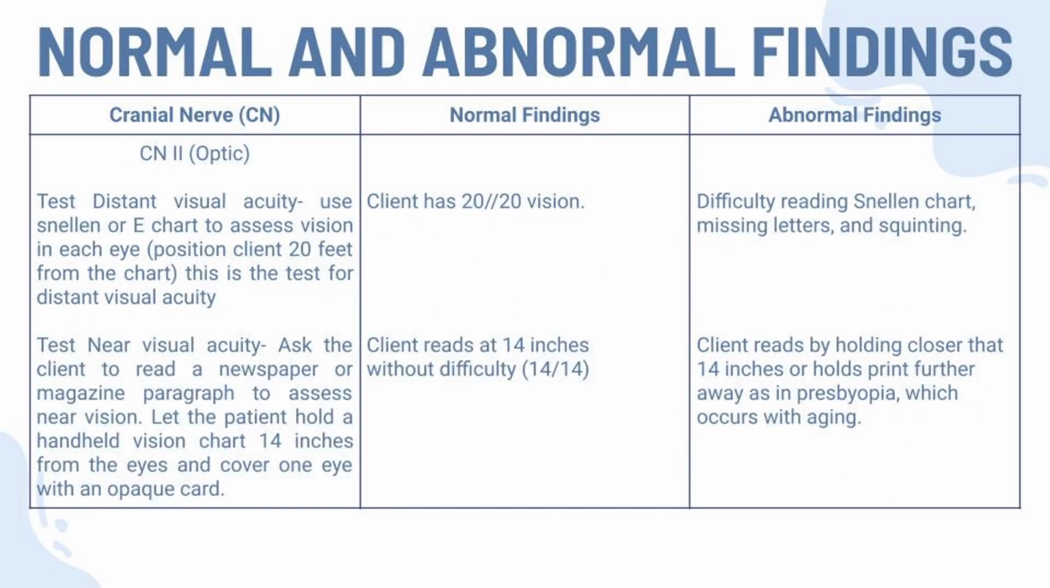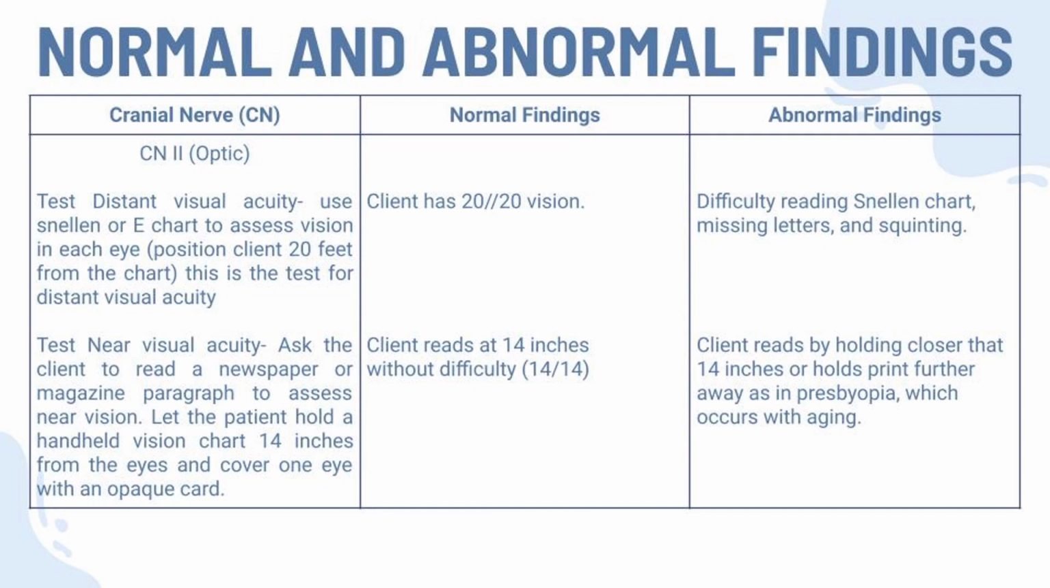The next cranial nerve is CN2 or the optic nerve. So to assess for the optic nerve, the first test is to assess or test the distant visual acuity. You use a Snellen or E chart to assess vision in each eye, and you position the client 20 feet from the chart. Normal findings would be when the client has 20/20 vision, and abnormal findings is when the client has difficulty reading the Snellen chart, missing letters, and squinting.